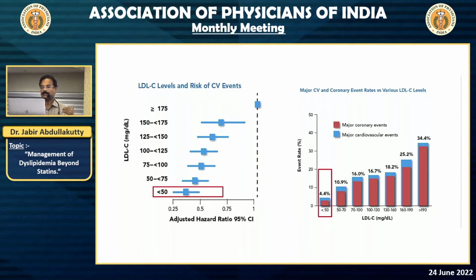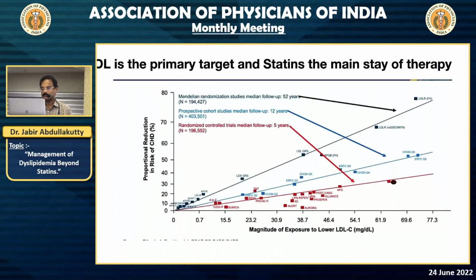You look at the magnitude of the LDL cholesterol reduction. From 175 to less than 50, the hazard ratio continuously comes down. There is a graded decrease in the event rate when you look at LDL cholesterol from 190 to less than 50, from 34.4% to 4.4%. So the magnitude of the LDL reduction is important, and the absolute value of the LDL to which the system is exposed also determines the development of atherosclerosis.